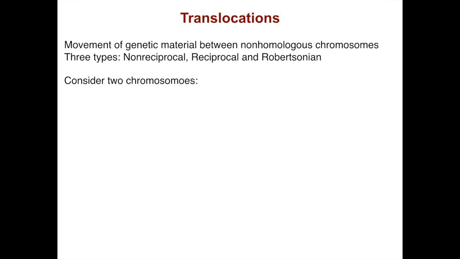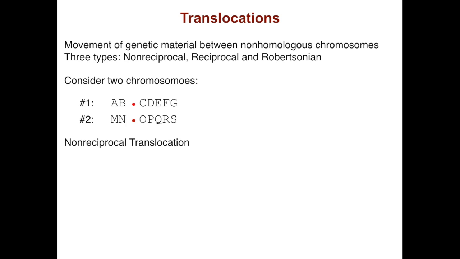If we consider 2 chromosomes, chromosome number 1, AB, CDEFG, and chromosome number 2, MN, OPQRS. So these are the order of the genes on these chromosomes. In a non-reciprocal translocation, you would get chromosome 1 containing A, B, C, D, and G, for example, and then chromosome 2 containing MN, OP, EF, and QRS. So one chromosome is getting more genes than the other.